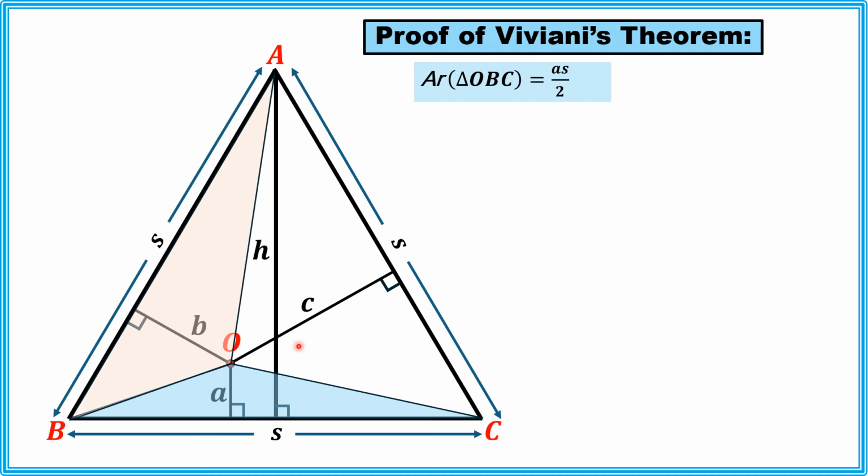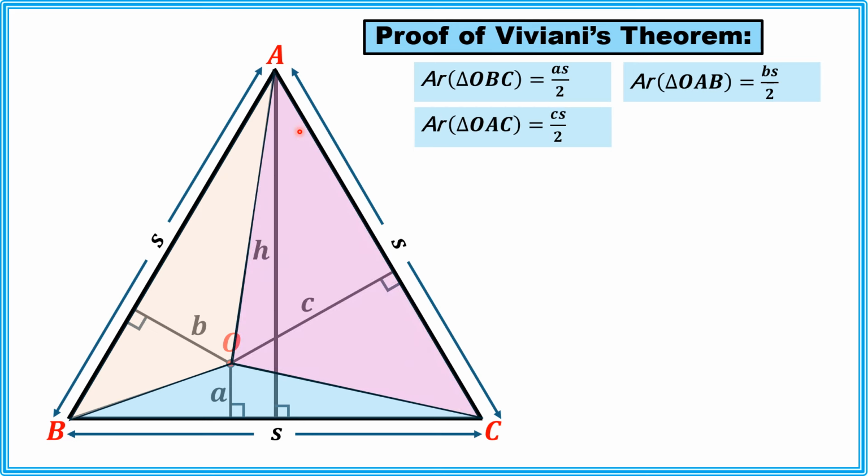If we draw this triangle, that is OAB, the area of this triangle is equal to half times B times S, and for triangle OAC, its area is C times S divided by 2. And if we consider this whole area, which is ABC, then this is equal to half times H times S.